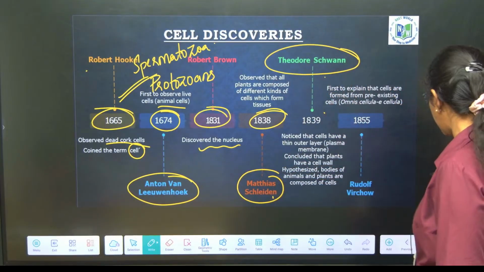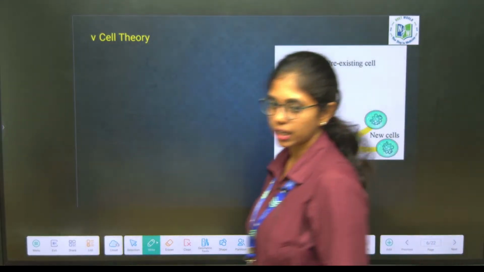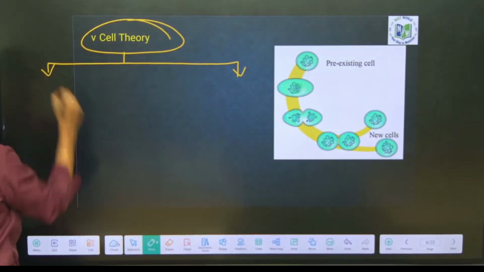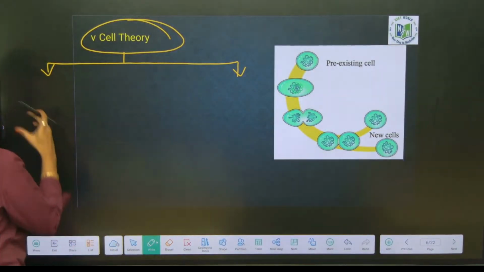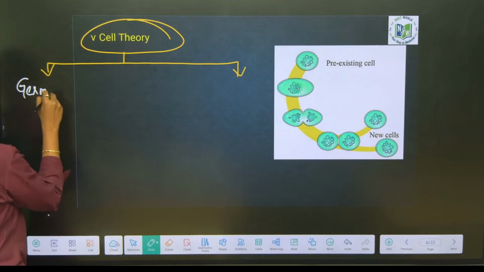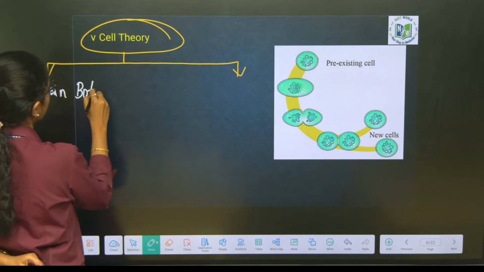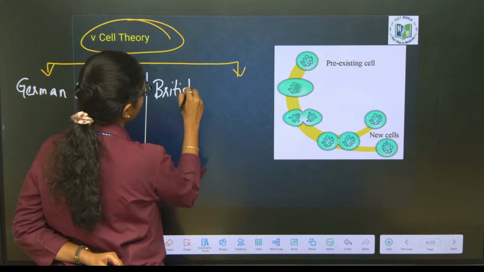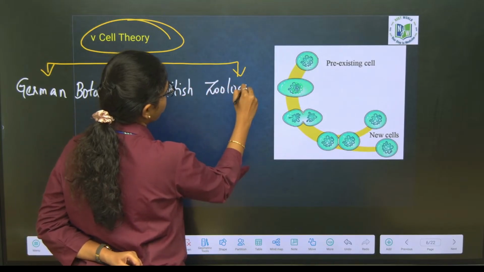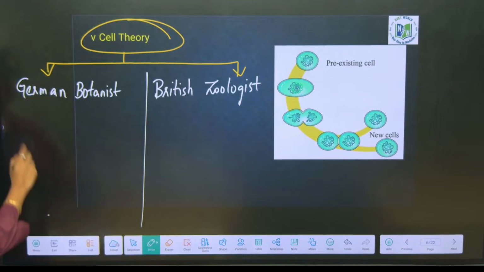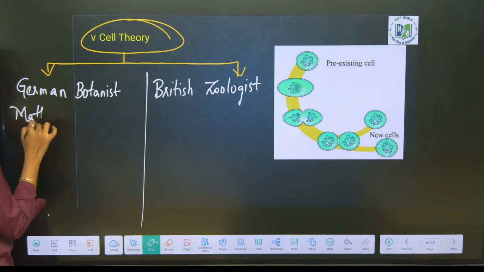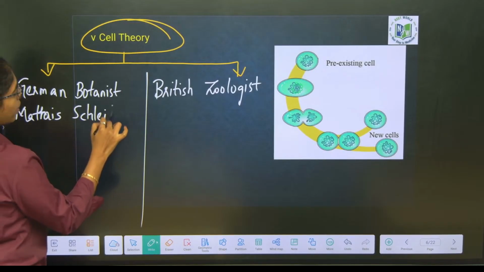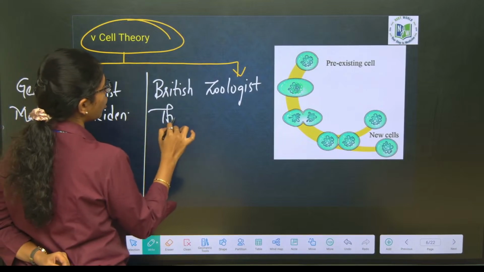With the cell theory, I will let you know. First we will discuss cell theory in detail. So cell theory is given by two scientists. One is a German botanist, and the second one is what? A British zoologist. Fine. So who is that German botanist? Matthias Schleiden. Yes. And Theodor Schwann.